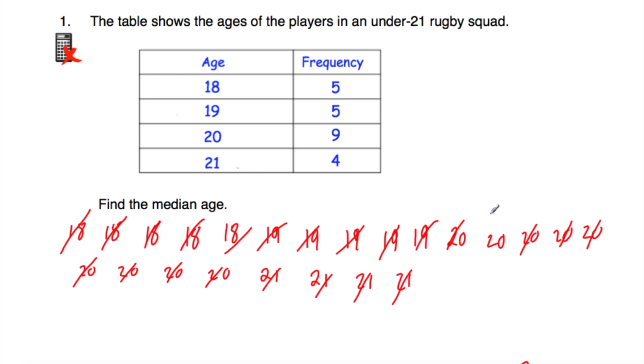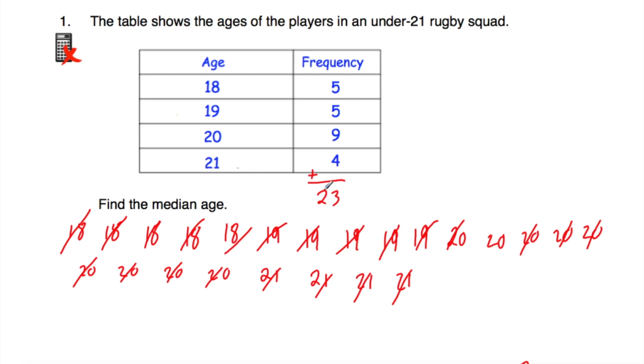And this is the other approach. If I wanted to find the median from this frequency table, the first thing I would do is add up the total frequency. So let's see how many people there are altogether. 5 plus 5 is equal to 10. Plus 9 is equal to 19, plus 4 is equal to 23. So there's 23 people altogether. That tells us the total number of people in this frequency table.